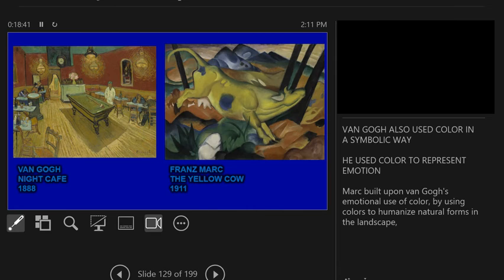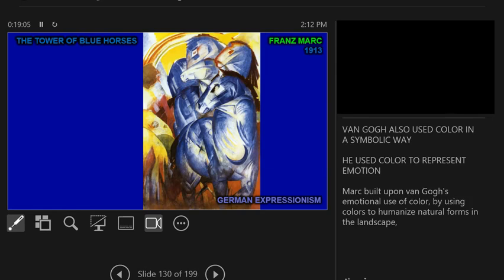So this painting has very similar colors to Van Gogh's Night Cafe, but in the Blue Rider, their use of color goes a little bit more into the spiritual, whereas Van Gogh is, I don't want to say just exploring emotions. That's a pretty heavy thing to explore. But the Blue Rider, they're trying to go beyond just emotions into the spiritual.